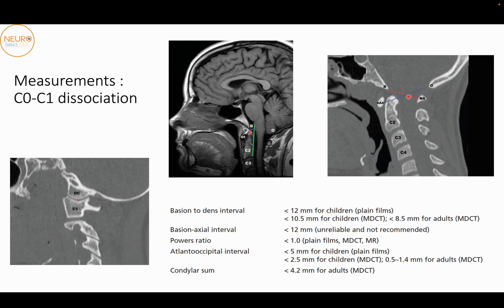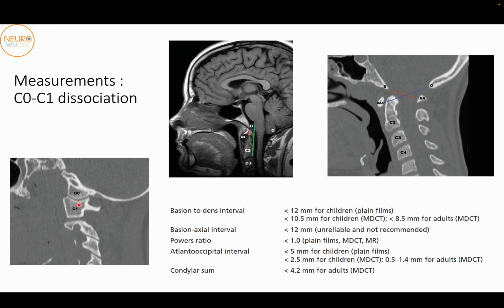There's also something known as the power ratio. The power ratio is basically the measurement of two lines. One is between the basion and the C1 neural arch, and the second line is between the anterior atlantal arch and the opisthion. So this measurement should be equal. If it is not, it indicates again C0, C1 dissociation.